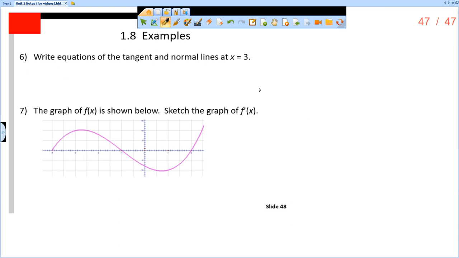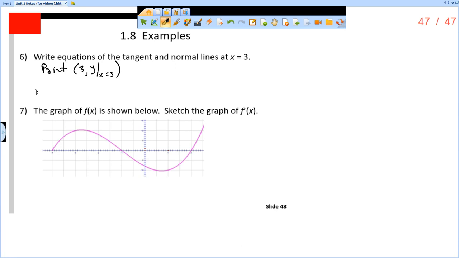Then slide 48. Write the equations of the tangent and normal lines at x equals 3. Remember, tangent, normal line. What do we need? We need a point and a slope. So remember the point is going to be 3 comma what? Well, it's going to be y evaluated at x equals 3.